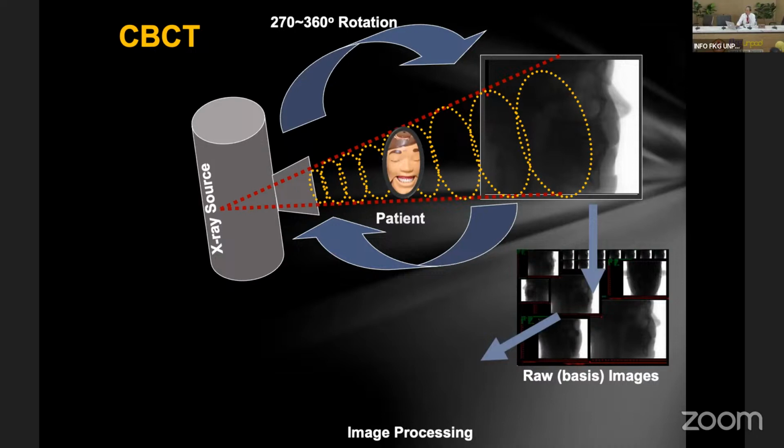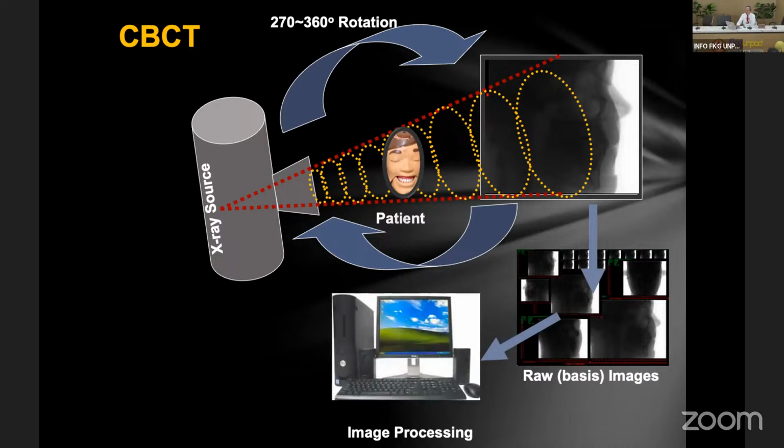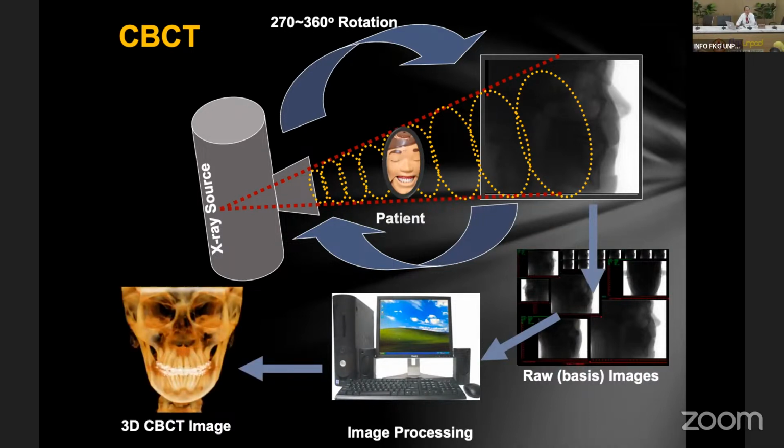Then those raw image data will be transferred into the computer. The computer can then do the processing and generate a three-dimensional data set. That's why we get 3D imaging from the cone beam CT. The reason these days the price is going down is, one, the computer price is going down, and the other, the flat panel detector price is going down. So worldwide, there are about 100 different cone beam CT machines now. Prices are much more affordable these days.